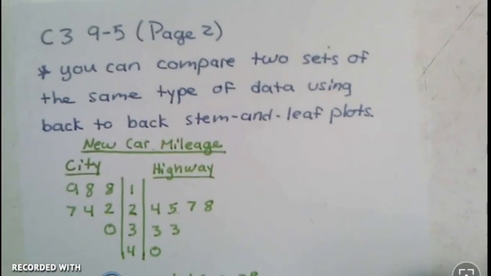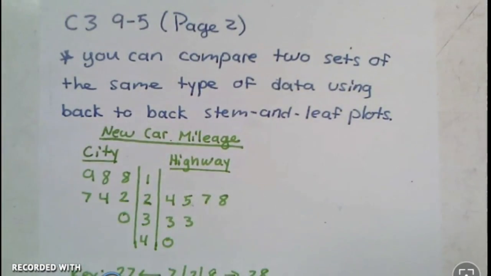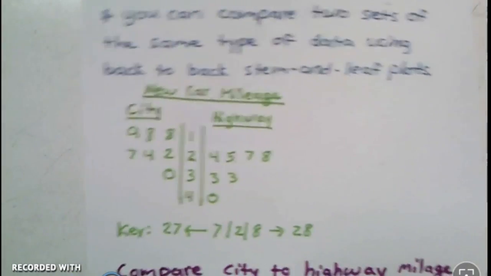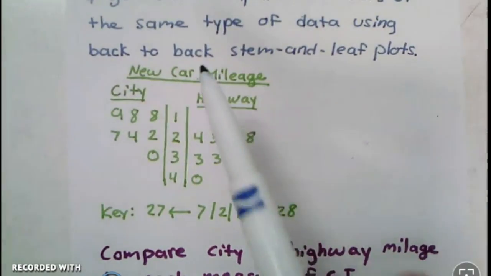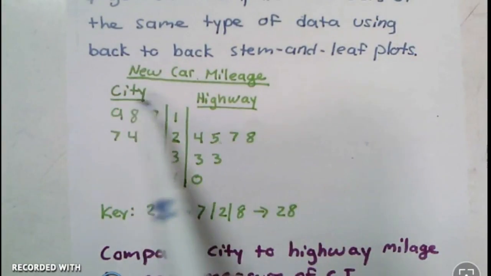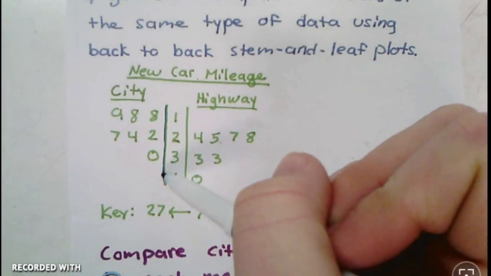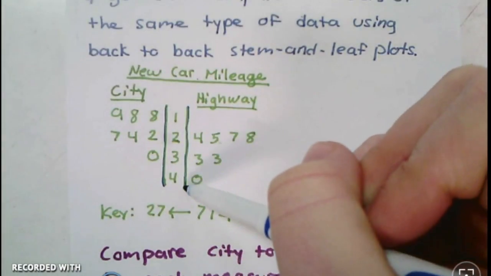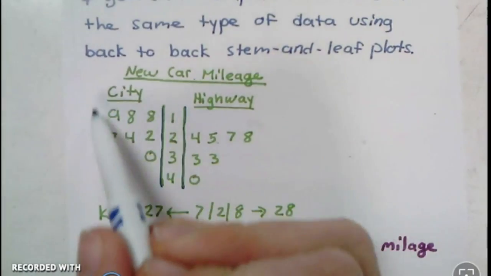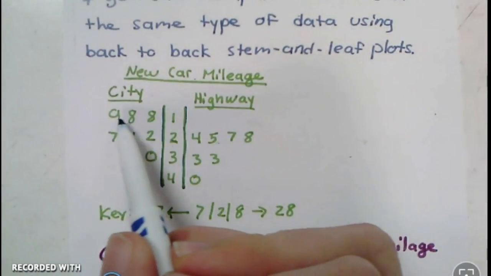And then we got page 2. You can compare 2 sets of the same type of data using back-to-back stem and leaf plots. So here we have new car mileage, and we're comparing city car mileage with highway car mileage. So this is my stem right in the middle in this case. And then I have all the city data working its way out this way.